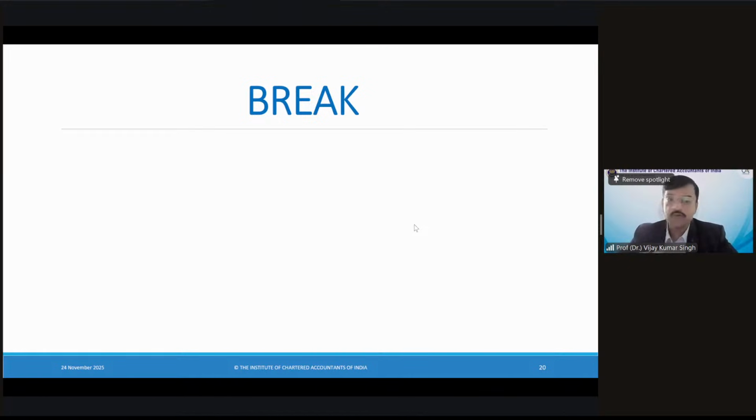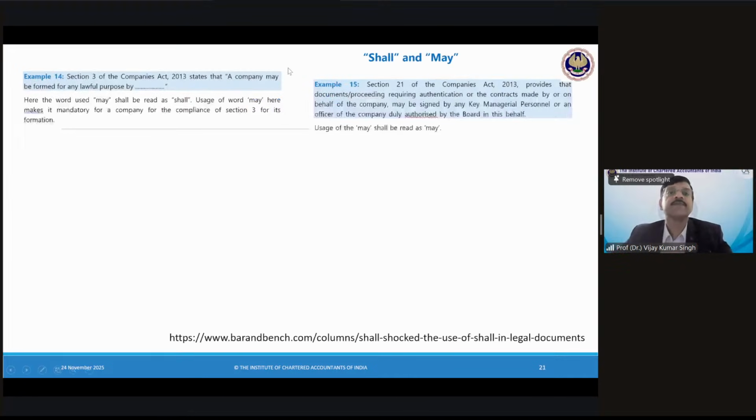So we were discussing shall and may. Okay, this is the interpretation which we were discussing. And now let us move ahead and talk about some examples of shall and may which are there in your booklet or reference material. Example 14 talks about section 3 of the Companies Act, which states that a company may be formed for any lawful purposes by, okay.